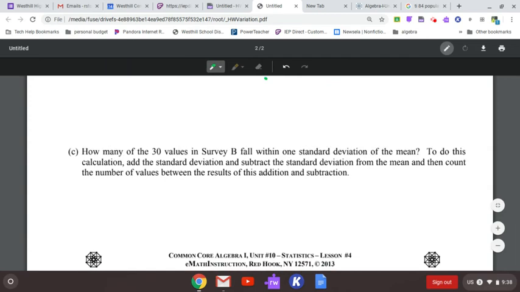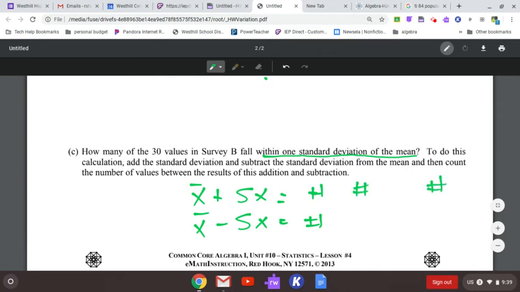we're looking at how many fall within one standard deviation of the mean. To do this, we're going to add the standard deviation to the mean and subtract it from the mean. So you're going to have your mean. For one, you add your standard deviation and you'll get a number. For the other, you subtract your standard deviation and get a number. So you should have two numbers, and you want to see how many of those dots are in between those two numbers. That's how you find the ones that fall within one standard deviation.